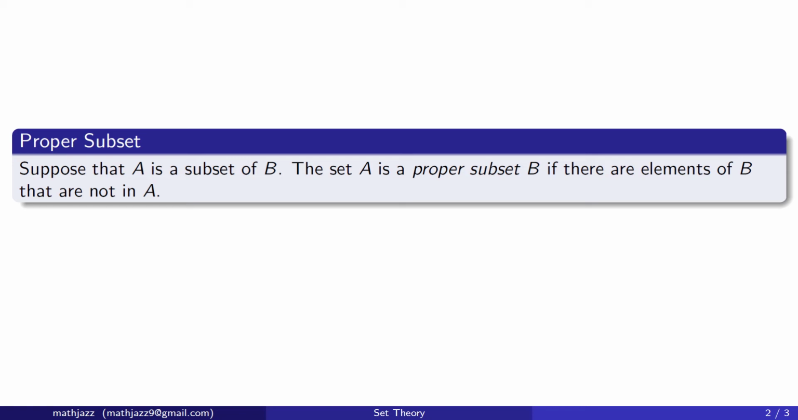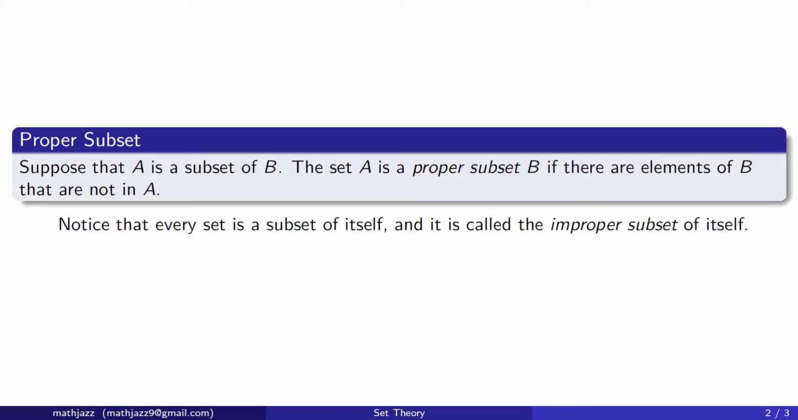Okay, so most subsets of a set are proper. The only subset that's not is itself. Every set is a subset of itself because, of course, all of the elements in a set are in the set. But every set is called the improper subset of itself. So if you have a set that has subsets inside of it, it itself is called the improper subset, and all of the other subsets are called proper subsets.